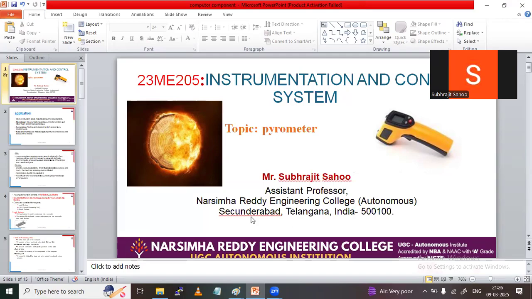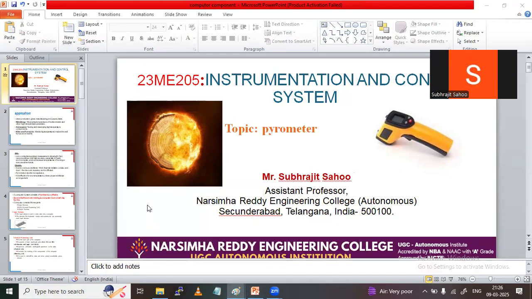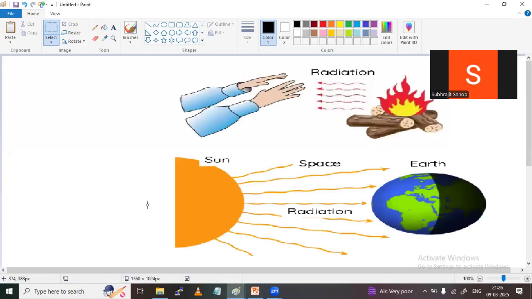Today's discussion, we will start from the pyrometer, one of the very interesting temperature measuring instruments. Before starting the discussion on pyrometers, let me tell you some basic things about them: how it works, and on which principle it works, right?